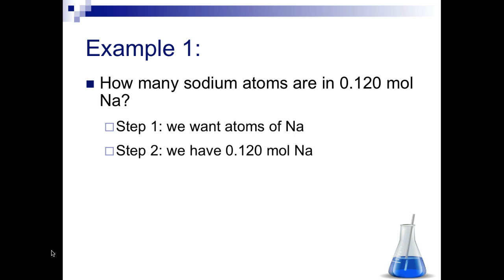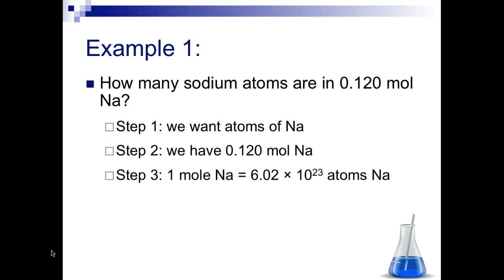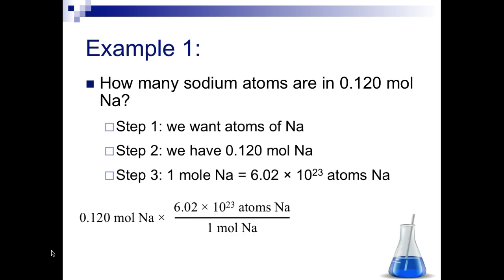What were we given? We were given that we started off with 0.120 moles of sodium, and then we're going to use a conversion factor. We know that 1 mole of sodium is equal to 6.02 times 10 to the 23rd atoms of sodium. So we're going to set it up in a dimensional analysis way. We're going to start off with what you were given, 0.12 moles of sodium. Then you're going to multiply by the conversion factor. So 6.02 times 10 to the 23rd atoms goes on top, 1 mole's on the bottom.